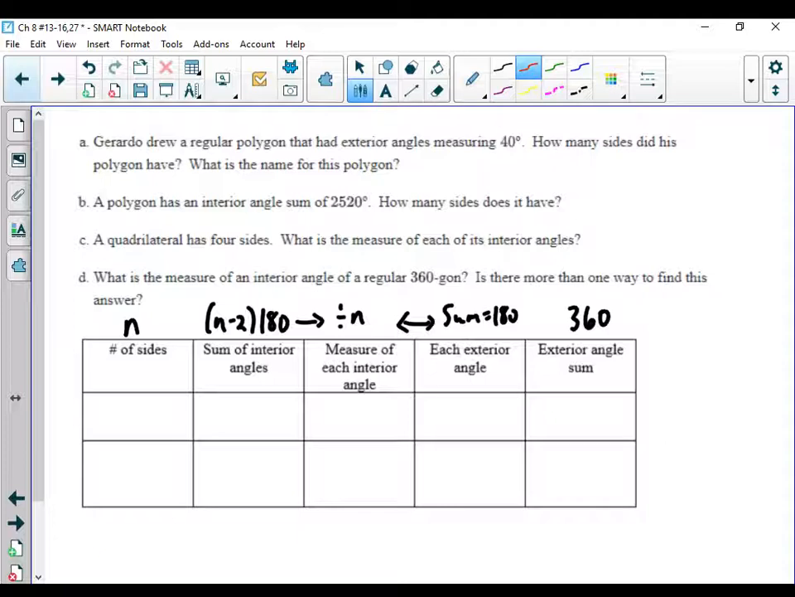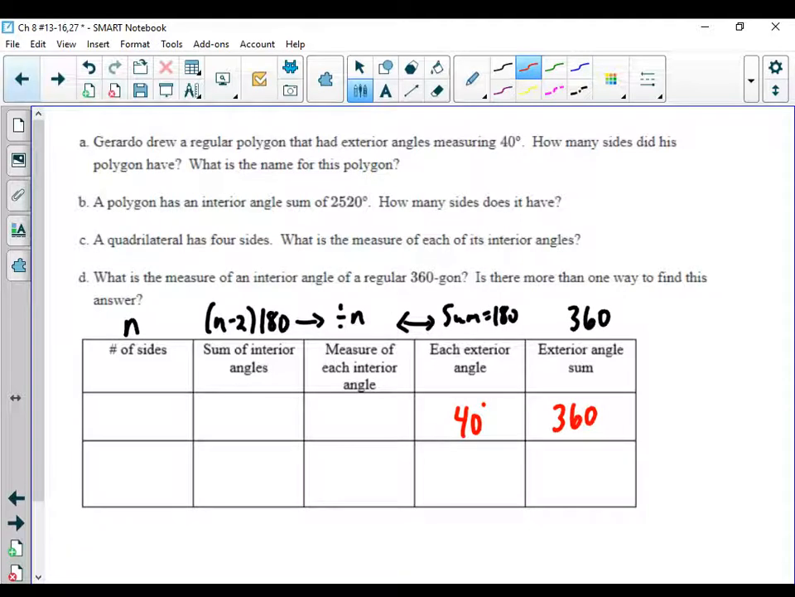So again, it says that Gerardo was going to draw a regular polygon. It had an exterior angle that's 40 degrees. So I'm going to fill that in. What he wants to know is how many sides did his polygon have? Well, we can do this a few ways, but anytime I'm looking at something and they tell me each angle, I want to see how that relates to the total angle measures. Well, they talked about exterior angles, and the exterior angle sum is always going to be 360.